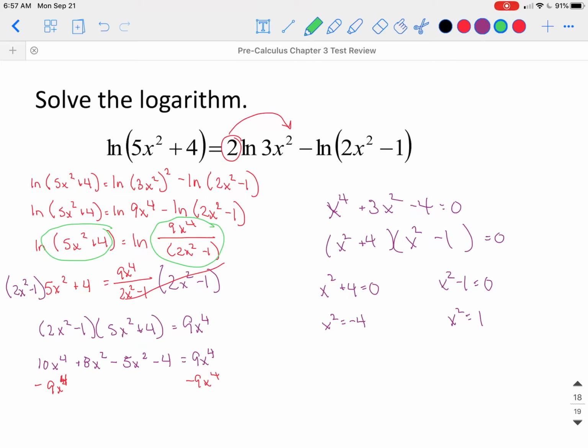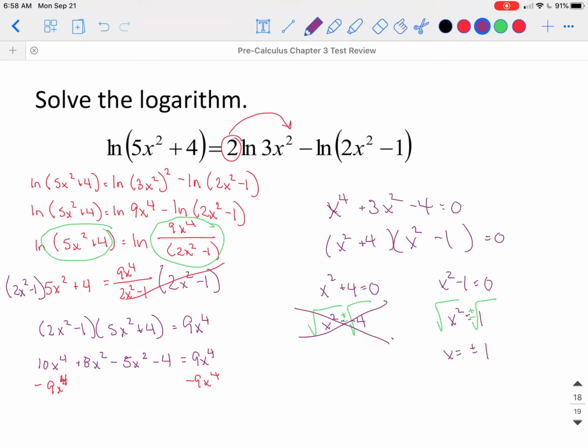To get rid of the square, you are going to take the square root. Remember, when you take the square root, you have to have the plus and the minus. Over here, you cannot take the square root of a negative number, so that part is gone. But on the right side, we're going to have plus or minus 1. Now, we do need to make sure both of these are going to work. You need to check for extraneous solutions. Remember, you cannot take the log of a negative number.